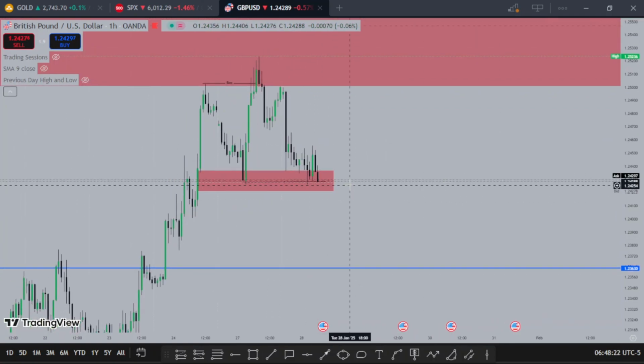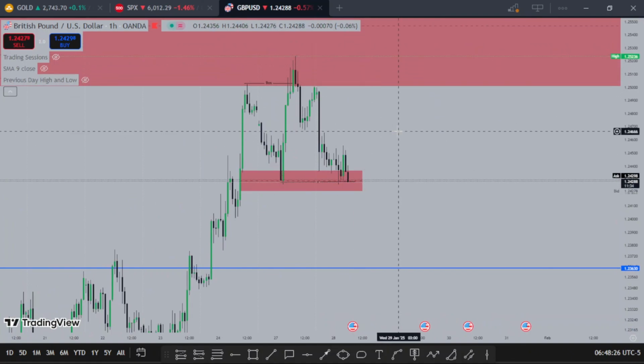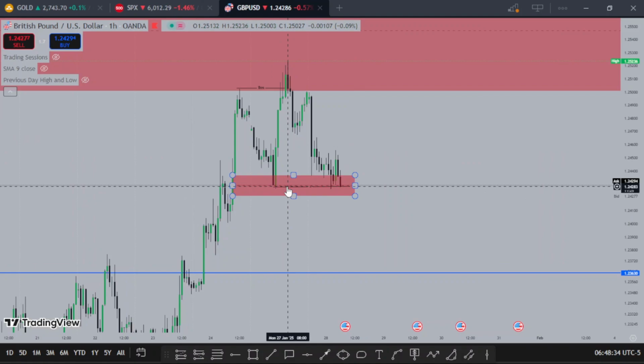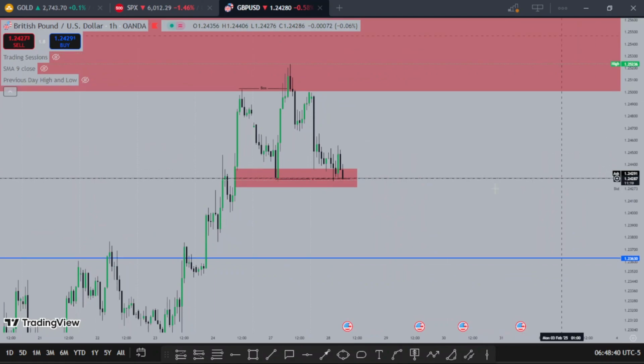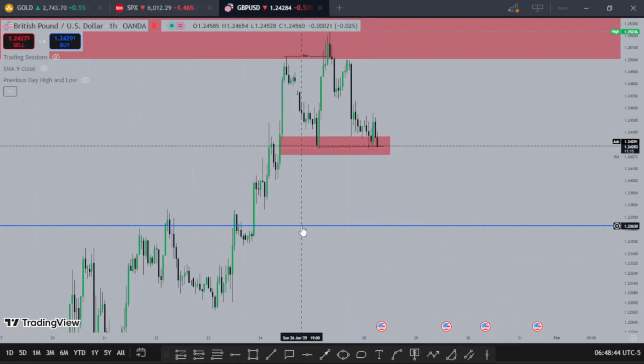So I'm expecting to see price either respect this fair value gap and give us an expansion again to the upside, or we see the opposite: price breaking this low is going to give us a bearish insight, because this is going to be acting as a market structure shift, and then we may be seeing price likely dropping down towards this line over here.